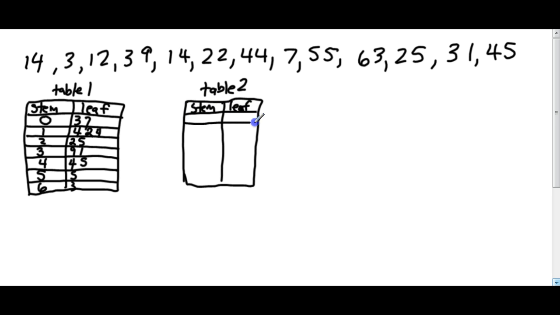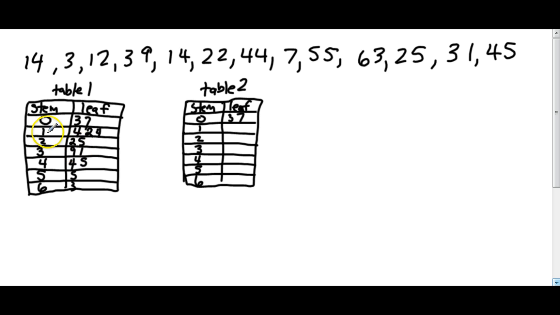Okay, we'll have the same number of rows and columns. So I'm just going to reproduce it, and I'll put 0, 1, 2, 3, 4, 5, and 6. And I'm just going to go over to my leaf column in my zero stem, and I'm just going to put them in ascending order. They're already in ascending order, so I'm just going to write a 3 and a 7.